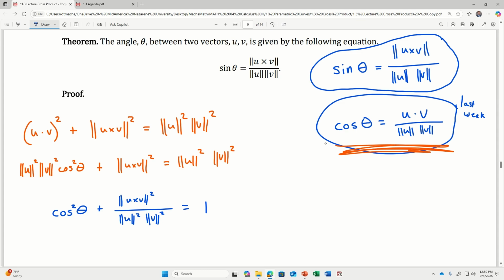And this should remind you of a trig identity. The trig identity goes cosine squared theta plus blank equals 1. Sine squared theta. And once again, I've got cosine squared theta plus something equals 1. That means that something right there has to be sine squared theta. And then you take the square root of both sides, and then you get the identity we're trying to find.